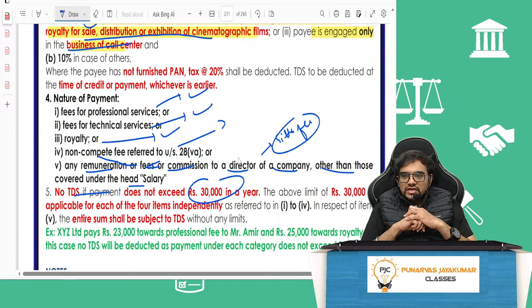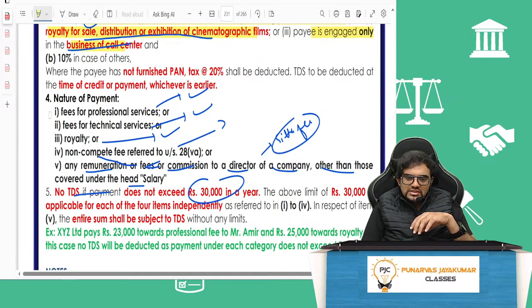What should be the amount, guys? More than 30,000. One interesting question they can ask you: a director got a sitting fee of 29,000 rupees. Will TDS apply? TDS will apply, because that 30,000 rupees limit is only for 1, 2, 3, 4.